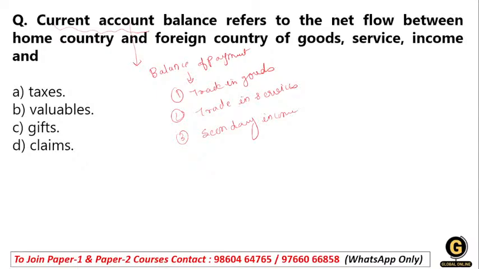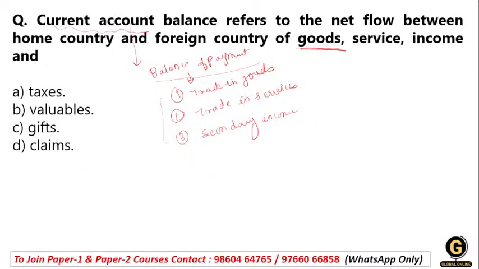Okay, so current account balance refers to the net flow of goods, services and income between the home country and the foreign country. Whenever we see a net flow between the home country and the foreign country, it is directly related to imports and exports. When we talk about imports and exports, a country creates a balance of payments account, and in the balance of payments account there are three things.